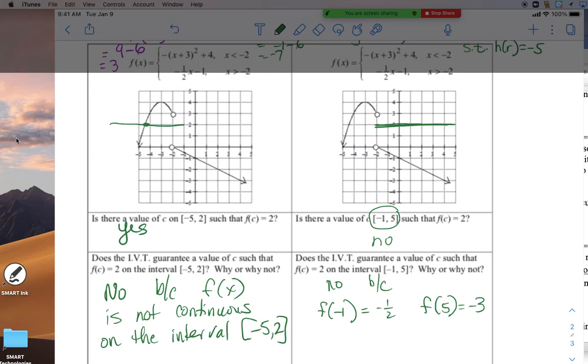So remember that second criteria. So, where am I? -3.5, thank you. Okay, so 2 is not between -3.5 and -0.5, -1/2. Okay?